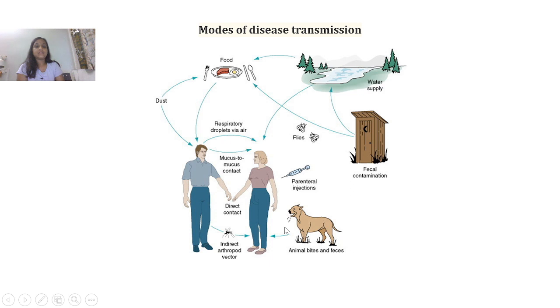then dust, obviously, then direct contact with the infected person can help us to contract that bacteria. Then animal bites, feces, indirect, some arthropod vectors are there which will carry the bacteria. So via air also, respiratory droplets. So various modes of transmission are there from where you can contract a bacterial infection.